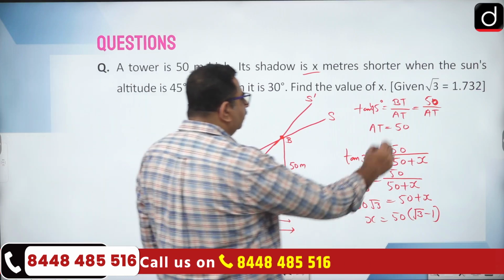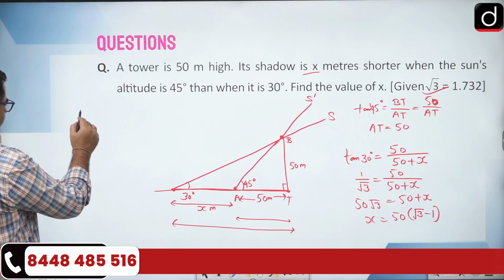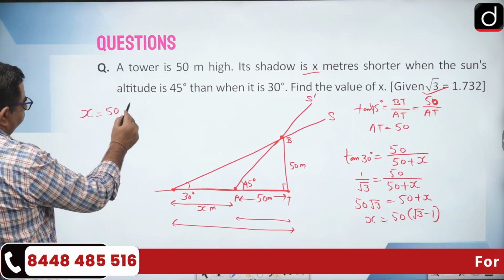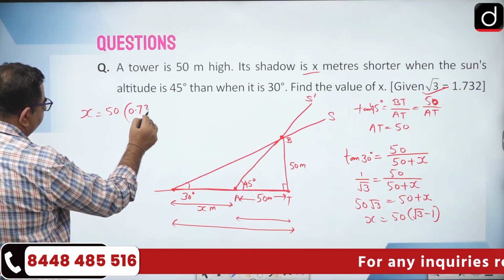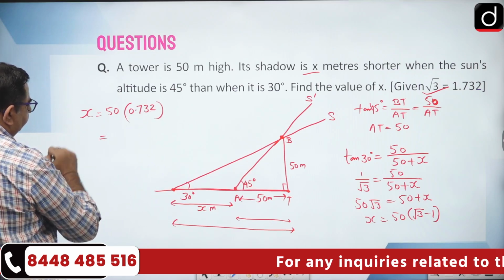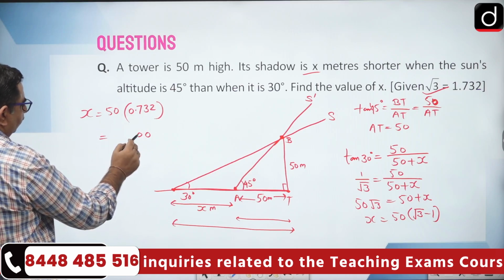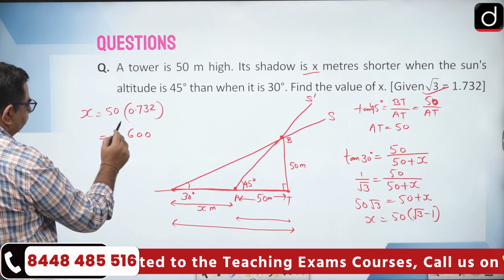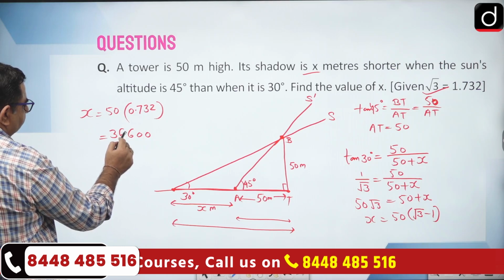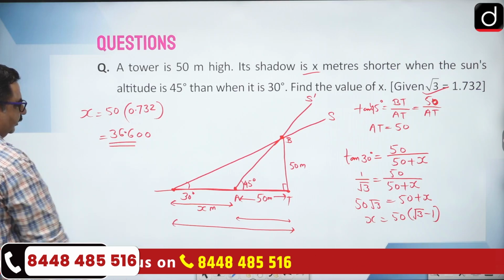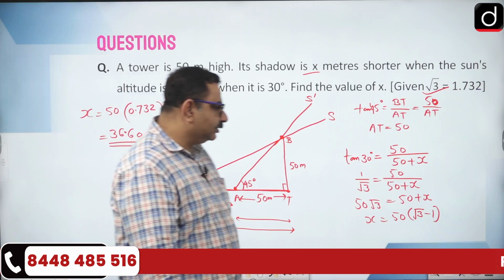Now he has given the value of root 3 to you, 1.732. So you can find 50 into 1.732 minus 1, which is 0.732. Then 5 into 2 is 10, 1 is 15 plus 1 is 16, 1, 35 plus 1 is 36, with 3 places decimal. So 36.6 meters. Okay, so this would be the answer.